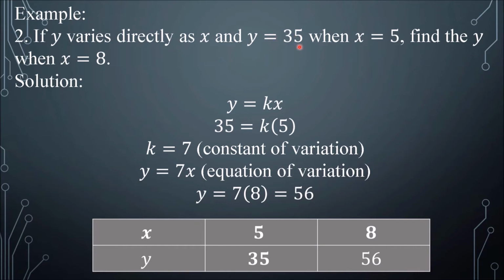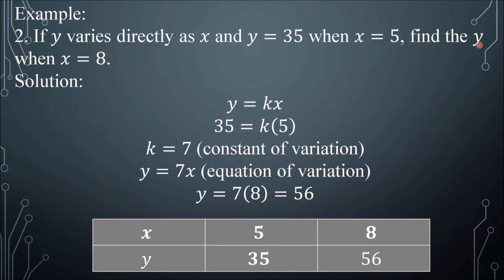So 35 to y and then 5 to x and get k. So k is equal to 7. That's 35 divided by 5. And that 7 is the constant of variation. Now plugging in 7 to k, y is equal to 7x will be your equation of variation.